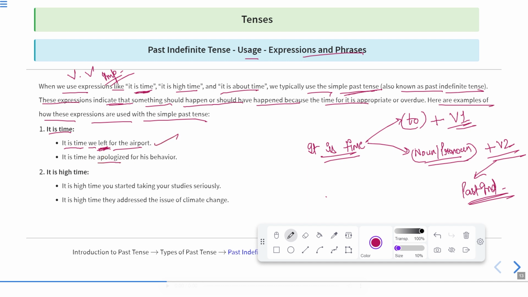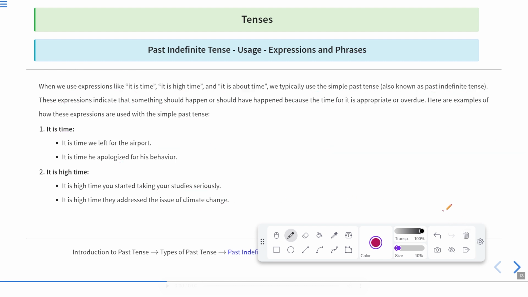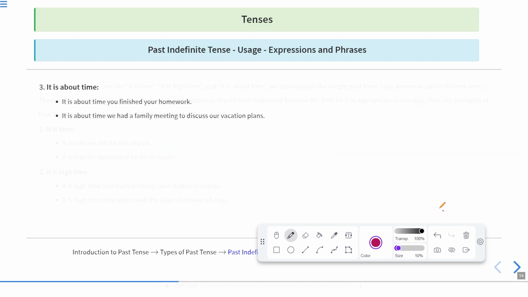It is time he apologized for his behavior. It means it is a limit now. Now he should have apologized. It is time you started taking your studies seriously. It is high time they addressed the issue of climate change. Otherwise they will be in problem. Okay, now let us move to the next one. It is about time. It is about time you finished your homework. It is about time we had a family meeting to discuss our vacation plans. So all these show the past indefinite tense, and this is very, very important.